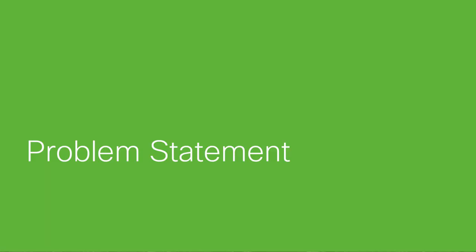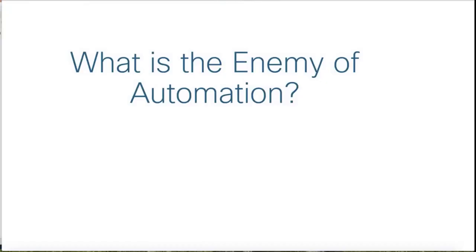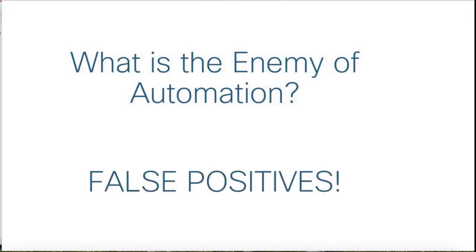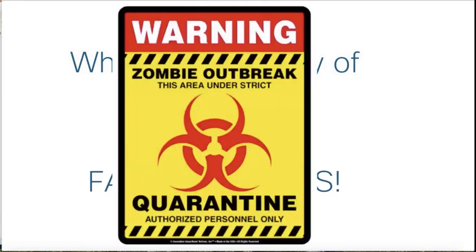So the problem statement we are trying to solve here is really this: the enemy of automation when it comes to containment in particular is that people are very afraid of false positives. It would be very easy to say that we should quarantine everything as soon as something bad happens, but people are afraid of doing that because it will affect the availability of the systems.